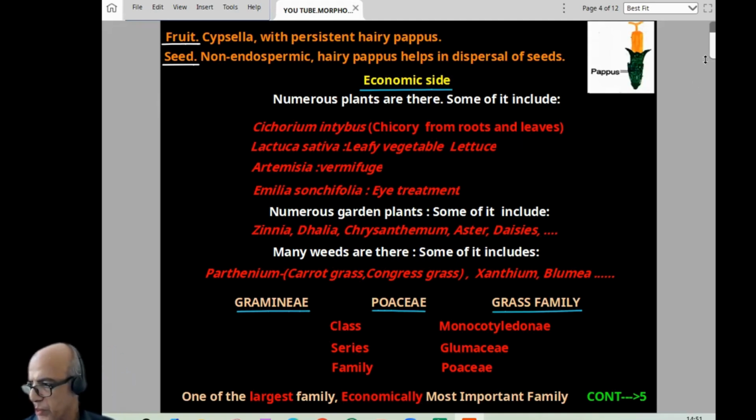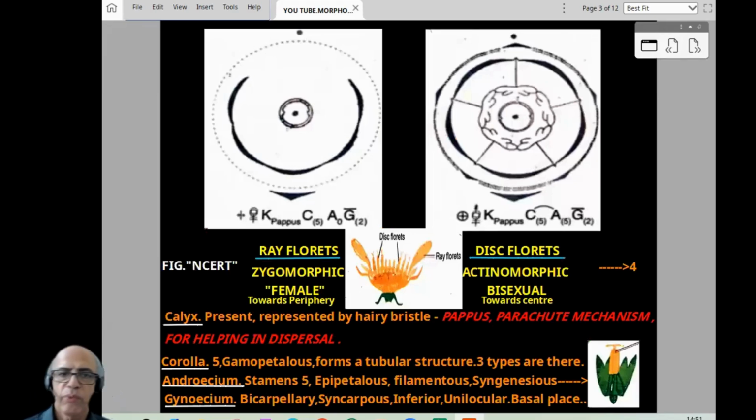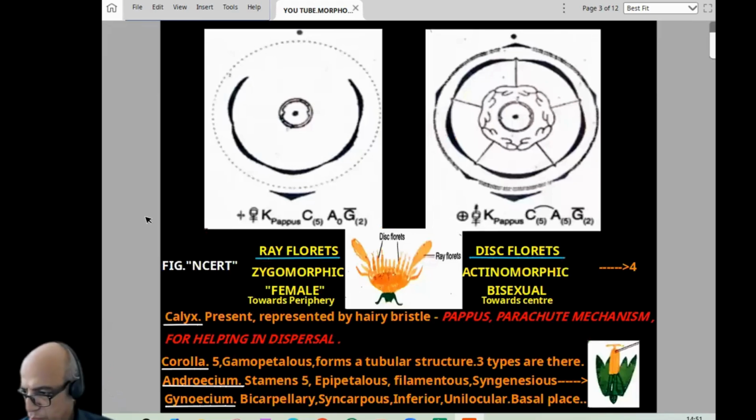Now when we come to the floral diagram and floral formula. First one, it is ray florets. So zygomorphic, female, K pappus, C5, A0, that is why here it is female only. Ovary inferior, bicarpellary, united. The other side, disc floret.